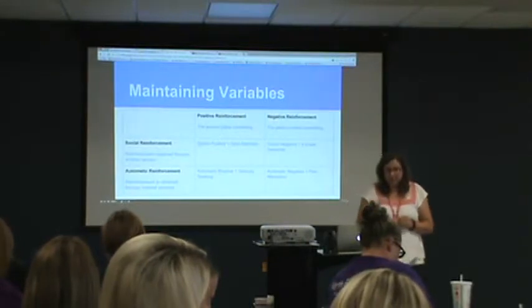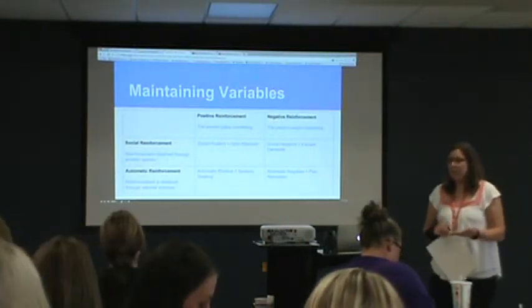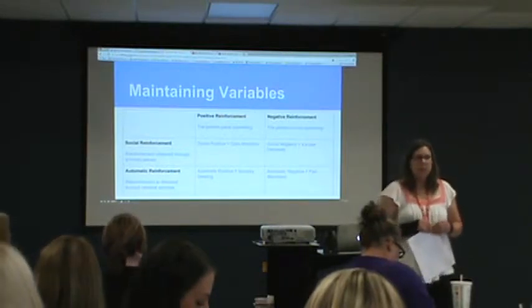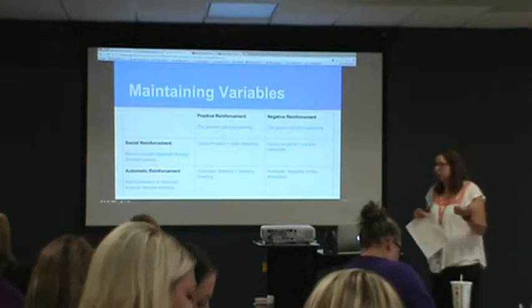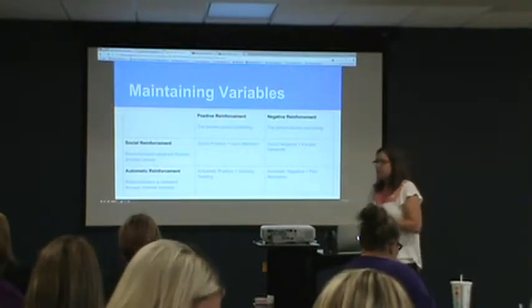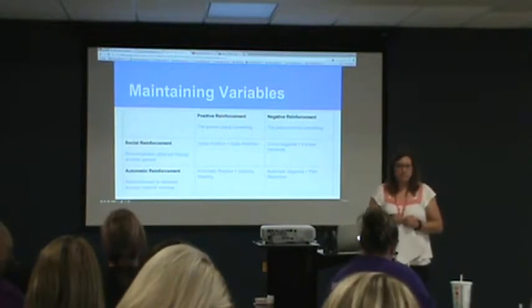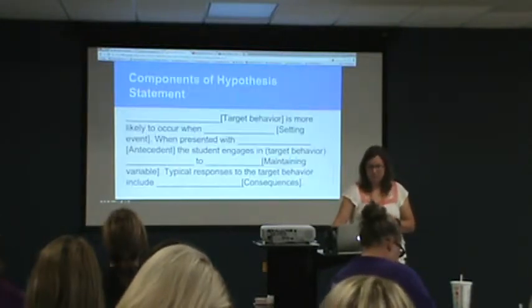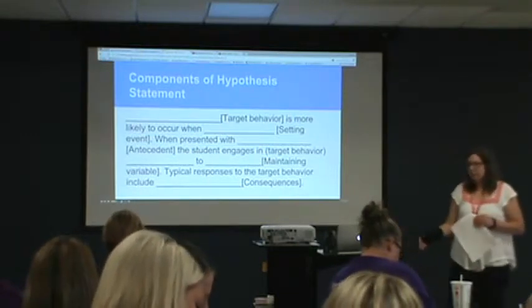So when I see this grid, it might be helpful for you guys to continue to look at this grid and come up with your own examples, because this is how you're going to be explaining why the behaviors occur. These are the four main functions for behaviors. And then you take that and you put it into a hypothesis statement.